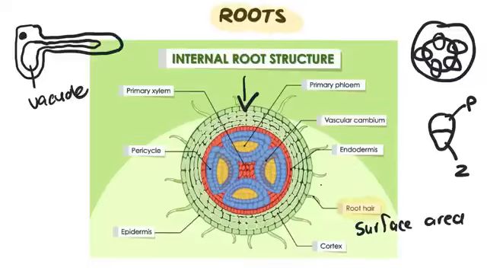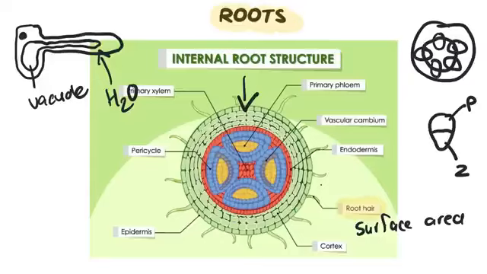root hair. And the reason why you have the vacuole there is to create an osmotic difference. In other words, a difference in water, so that you're constantly pulling water in all the time. And remember, that's the main function of roots, is to anchor, but also to absorb water and minerals.